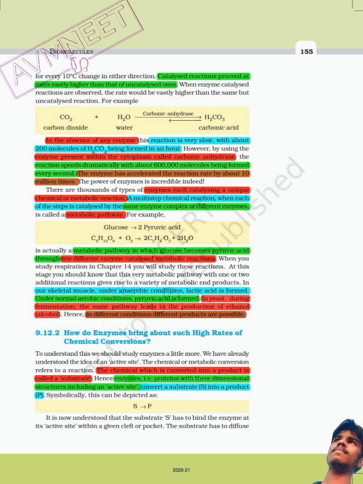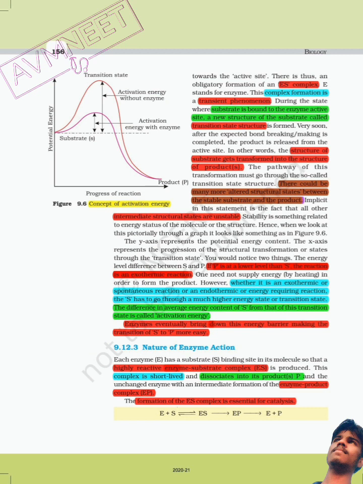It is now understood that the substrate S has to bind the enzyme at its active site within a given cleft or pocket. The substrate has to diffuse towards the active site. There is thus an obligatory formation of an ES complex. E stands for enzyme. This complex formation is a transient phenomenon.